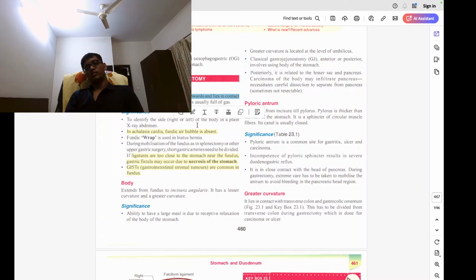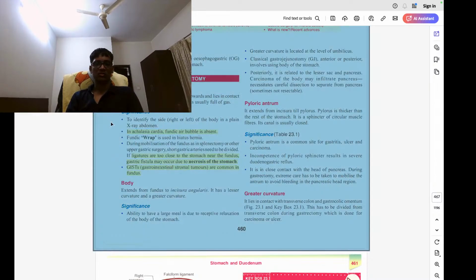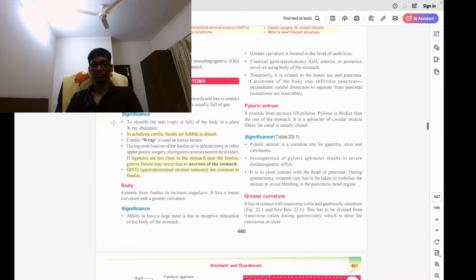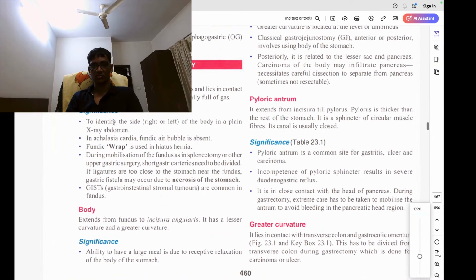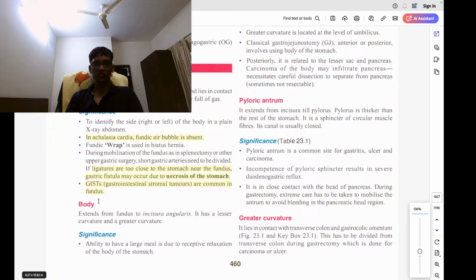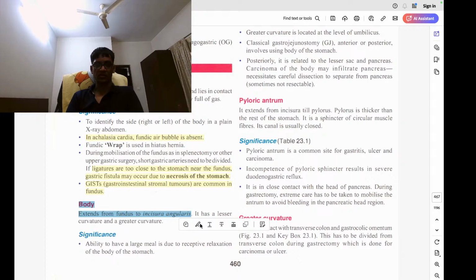It's generally assumed to be full of gas. No, it's okay, and this is not that significant. Let me zoom in a little bit. Okay. So the body extends from the fundus to the incisura angularis. I think you don't remember incisura angularis. Fundus is a very broad term which you can easily remember.